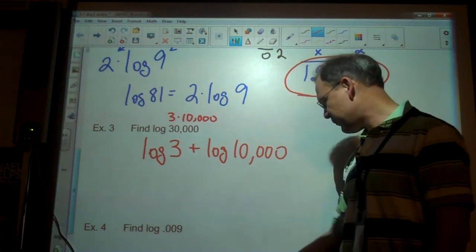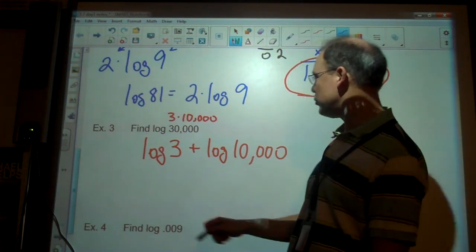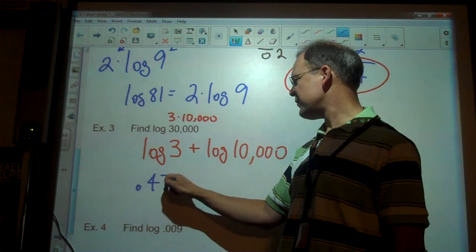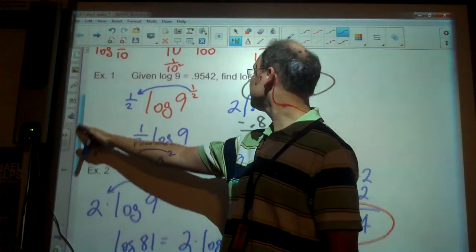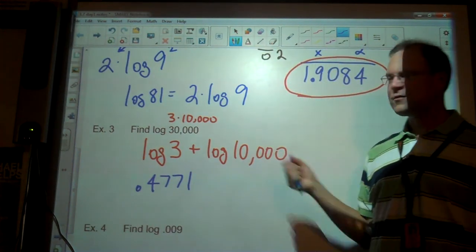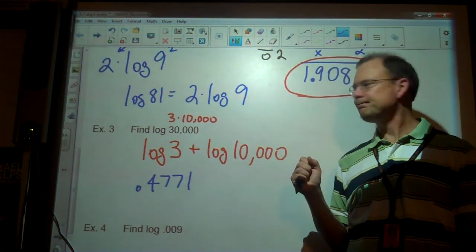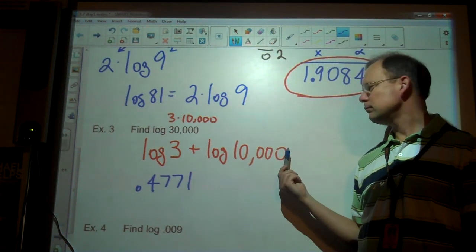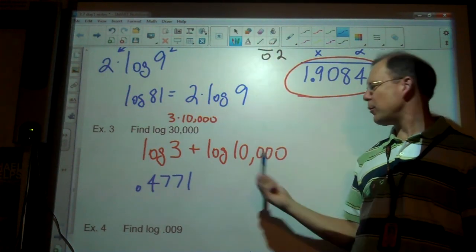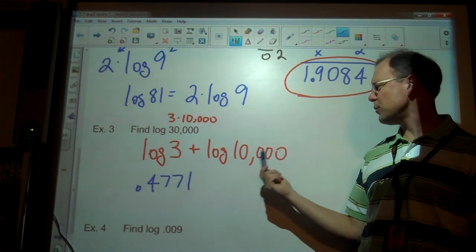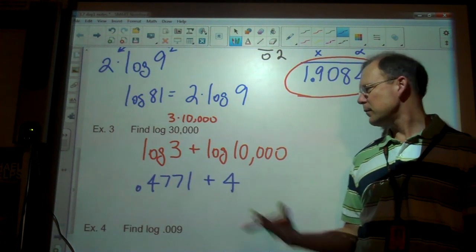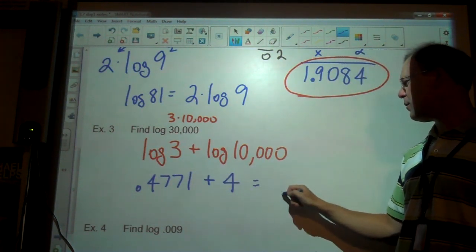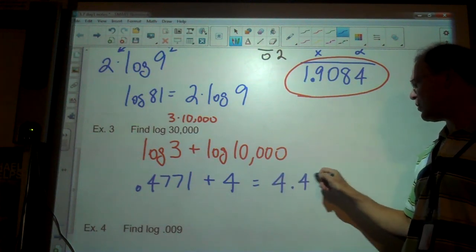Okay, so then the log of 3, that's 0.4771 from example 1. Log of 10,000, this is what we did at the very beginning, a power of 10. Count the zeros. So that's 4. Add those together, 4.4771.